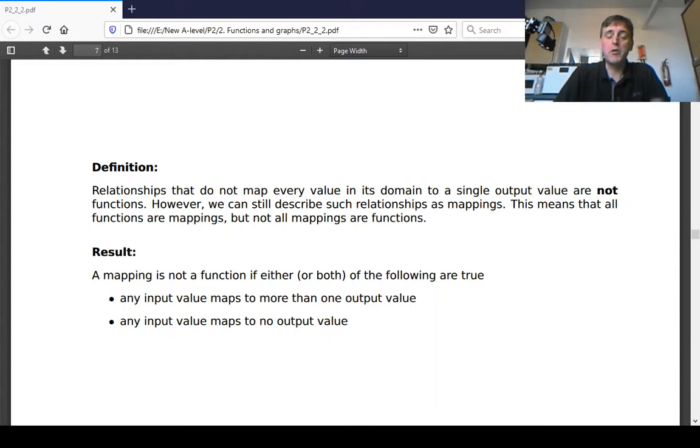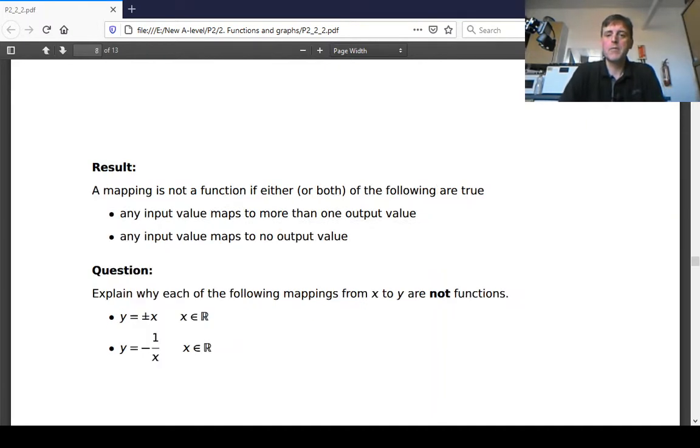So there's two basic ways which that can break down. The first way is you can have an input value that maps to more than one output value. And the second way is you could have an input value which doesn't map to any output value at all. So let's get you thinking about that idea straight away. I've put a question on the screen here. There's actually two different relationships here, two different mappings, we could call them. But these are not functions. Can you work out, based on what we've just said, why these relationships would not be called functions?